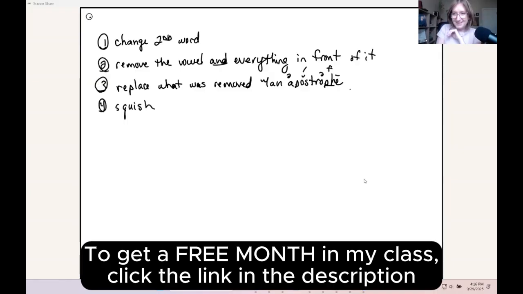All right. So do you know what the 4 steps are? I'm going to erase them one at a time. So look, I'm going to erase number 1. So the first step, change the second word, remove the first vowel. This should have been a first right there. If you're taking notes, write the word first right there. Remove the first vowel and everything in front of it. Replace what was removed with an apostrophe and squish the 2 words together.